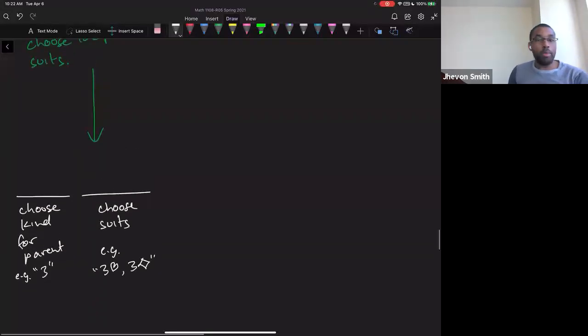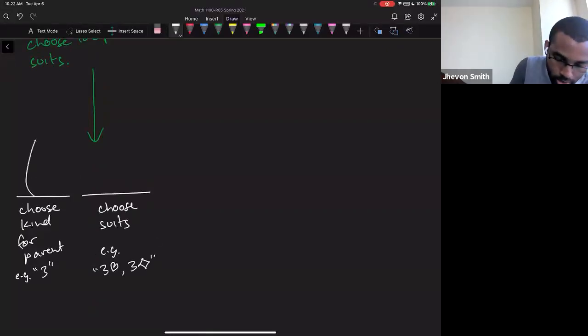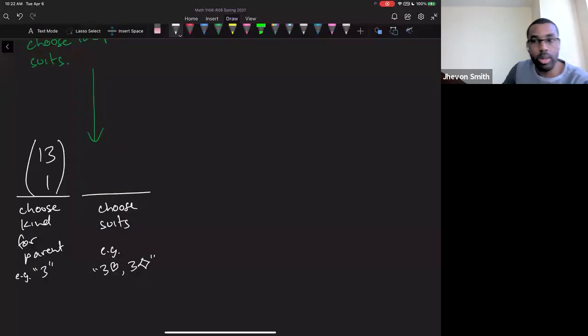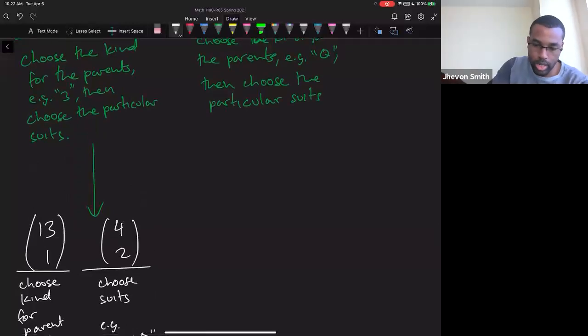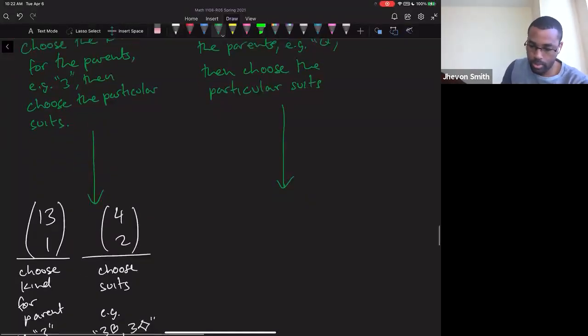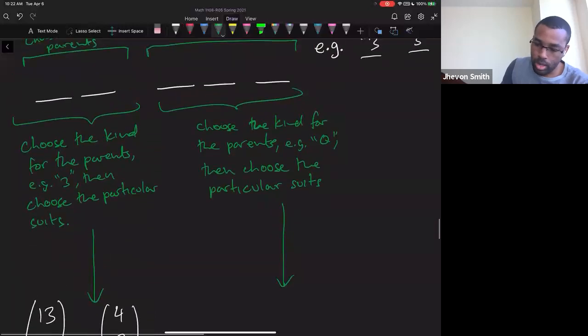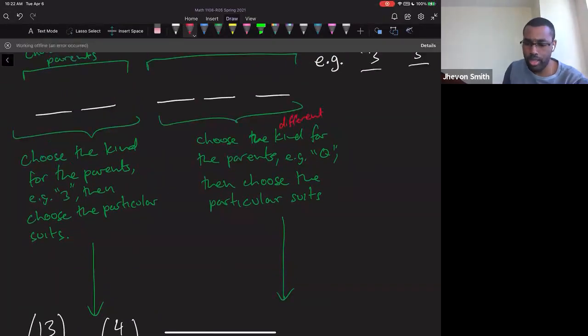So how many ways can you do this? Well, there are 13 kinds. You want to pick one. So there's 13 choose one. Don't care about the order. And there are four suits. So out of four, I want to choose two to pick, right? Similarly here, and notice that I have to choose a different kind for the parents, right? They can't be the same. I can't choose three again. I don't even have five threes.